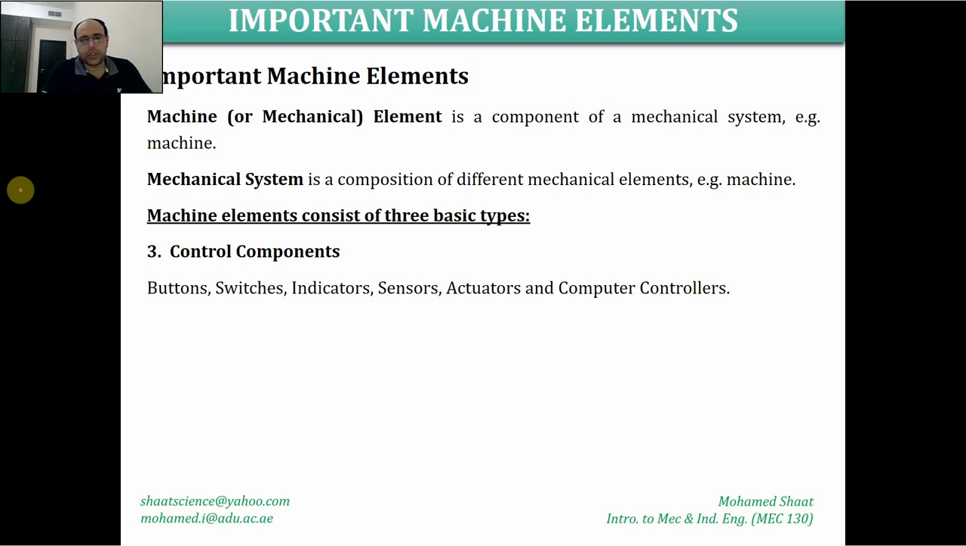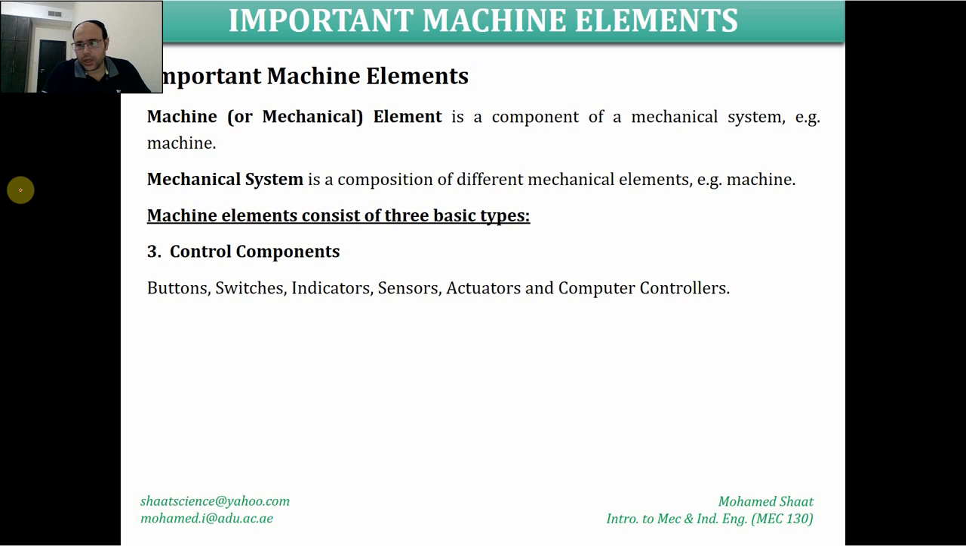In this part two, we're discussing the most common types of mechanical components that we shall be using as mechanical or industrial engineers, especially if we are assigned a mechanical system to design. Any machine or mechanical system consists of a certain number of mechanical components. These components work together to achieve the function of that machine. So the objective is to understand these commonly used mechanical components.